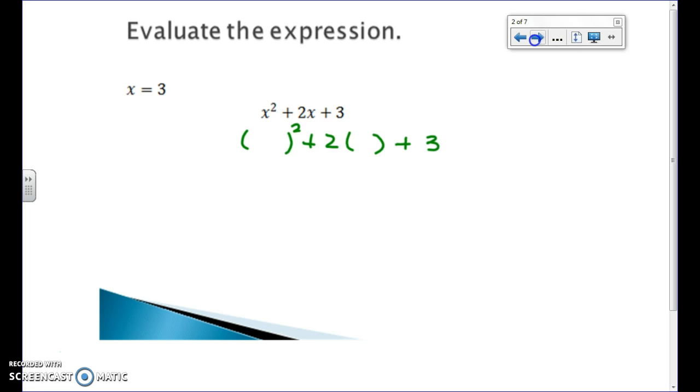Okay, we talked about combining like terms. In order to squish things together, they have to have the exact same variable part. And x squared is different than x, so we can't squish those together and combine those like terms. The value I'm going to put in for where the x used to be is 3.